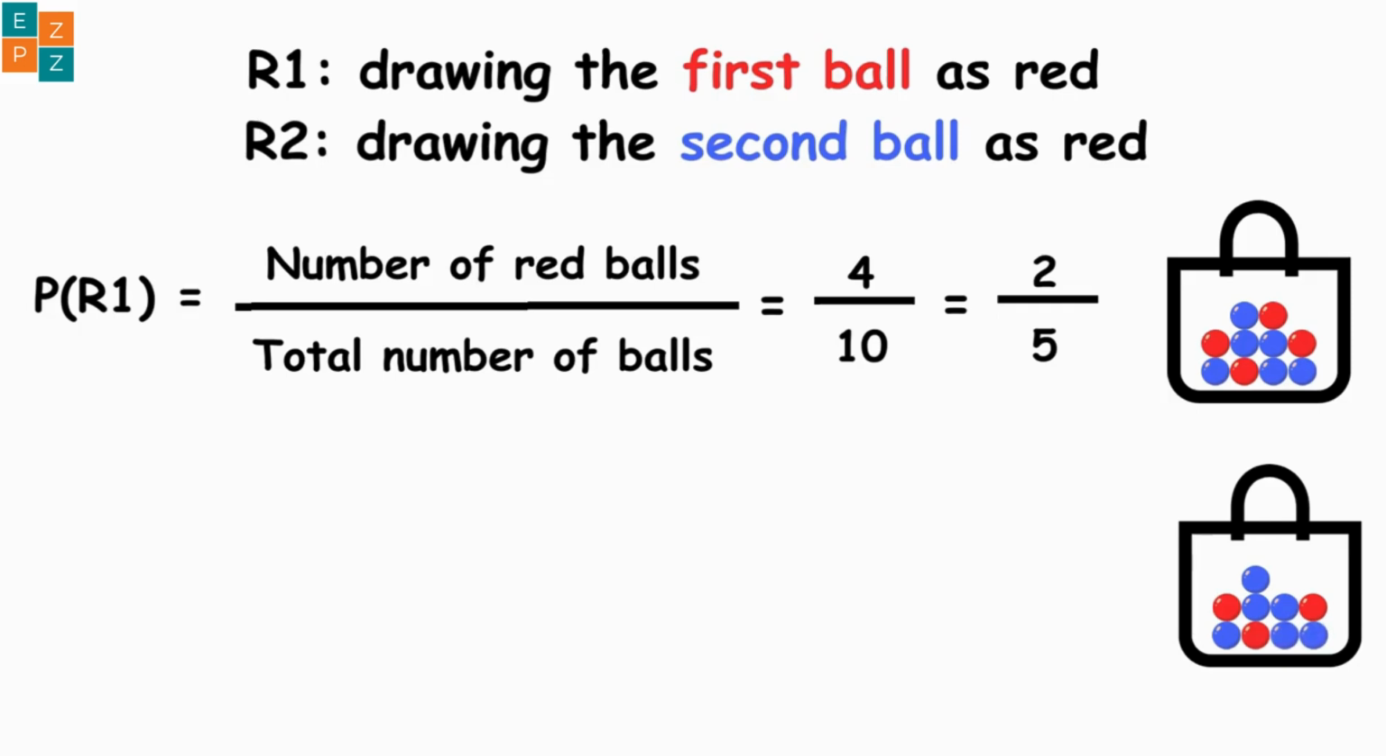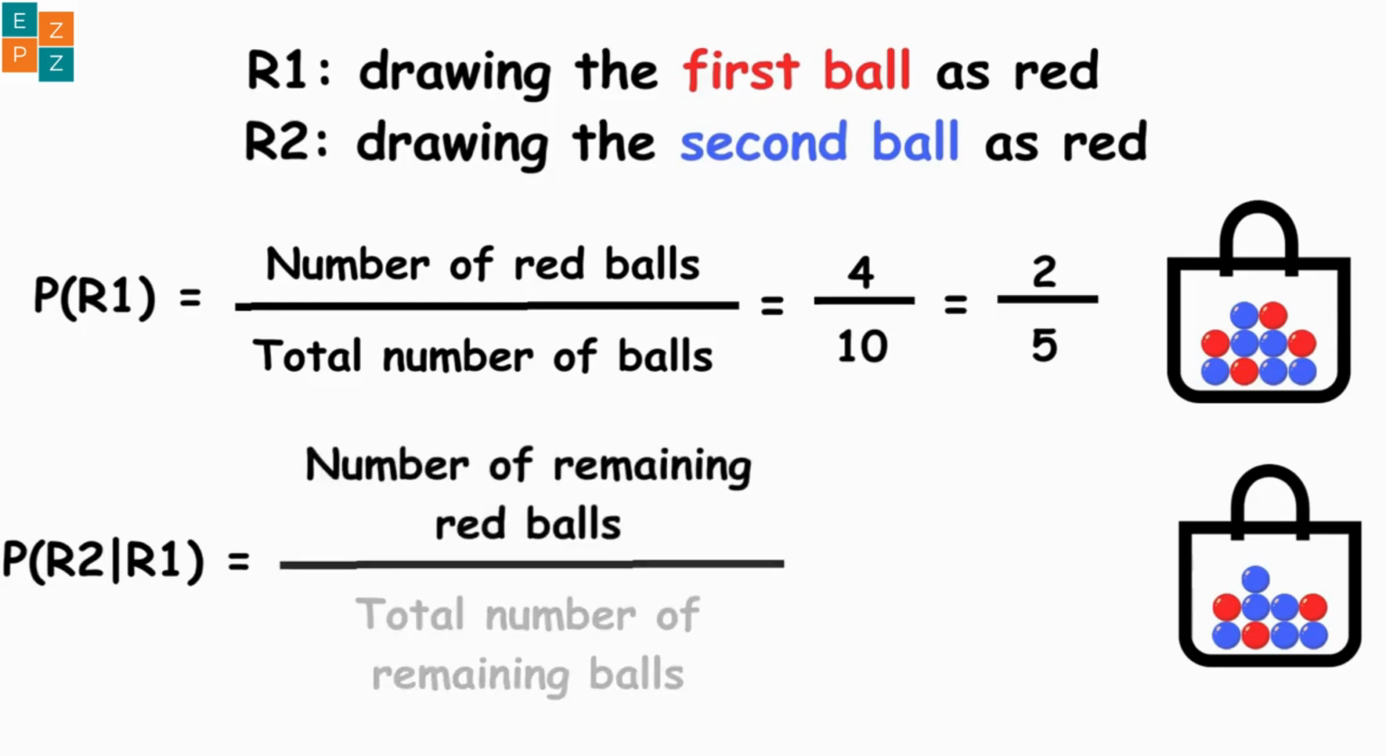6 blue. So, the probability of drawing a red ball on the second draw, probability of R2 given event R1 has already occurred, is the number of remaining red balls divided by the total number of remaining balls, which is equal to 3 divided by 9, which is equal to 1 by 3.